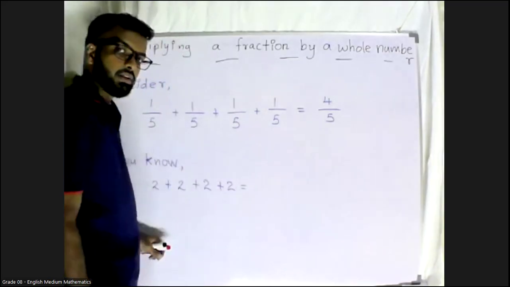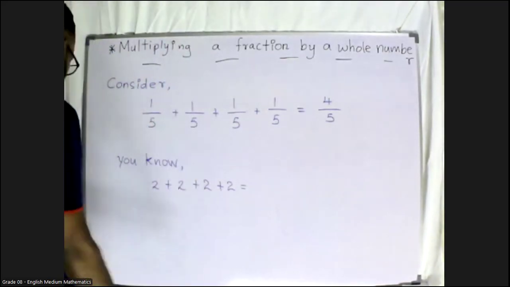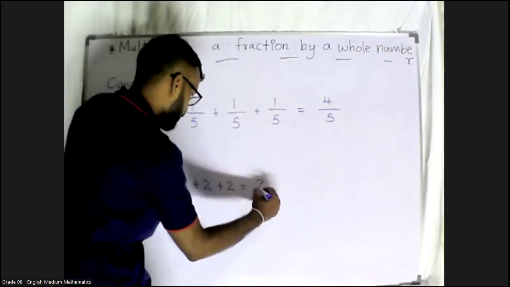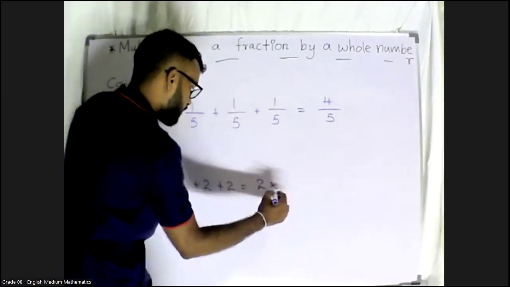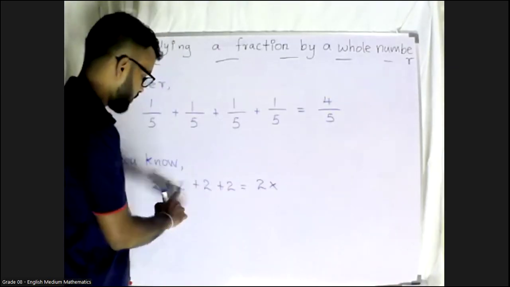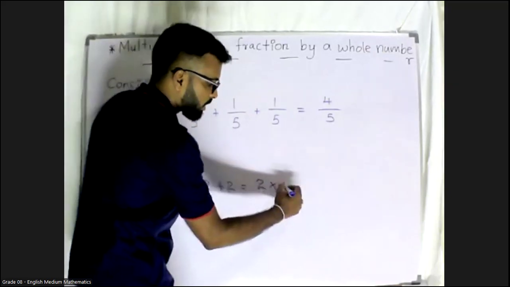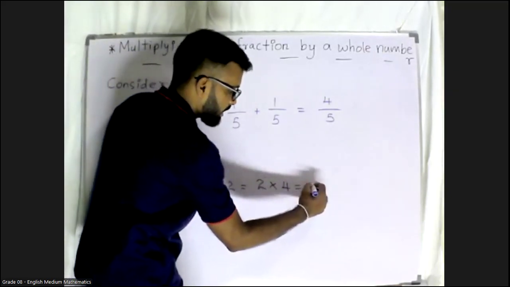So how do you write it? Here you have 2, right? You are going to multiply it 1, 2, 3, 4 times. 2 multiplied 4 times. It is 8.